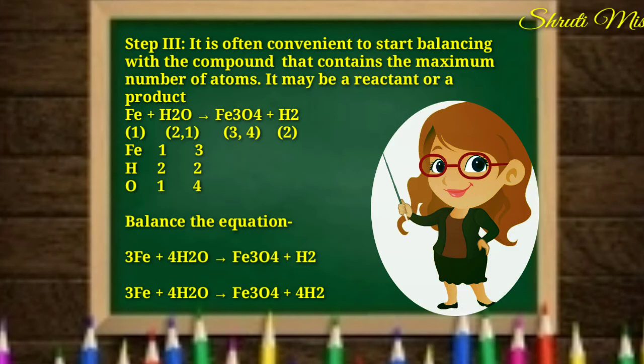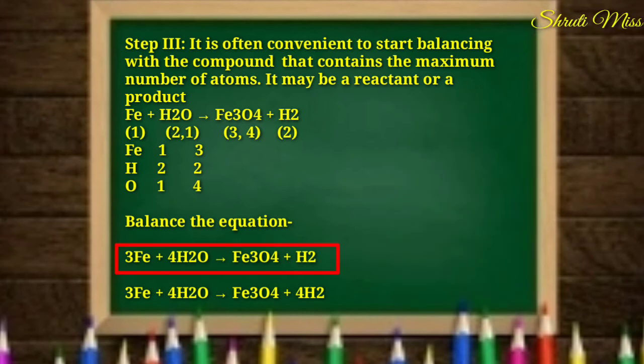So in the third step, we will equalize the atoms of both sides. It is often convenient to start balancing with the compound that contains the maximum number of atoms. It may be a reactant or a product. So now what we will do, on the left side we write 3 before Fe. So the atoms of Fe will be equal on both sides. Okay, after that we will balance oxygen. So we write 4 before H2O.